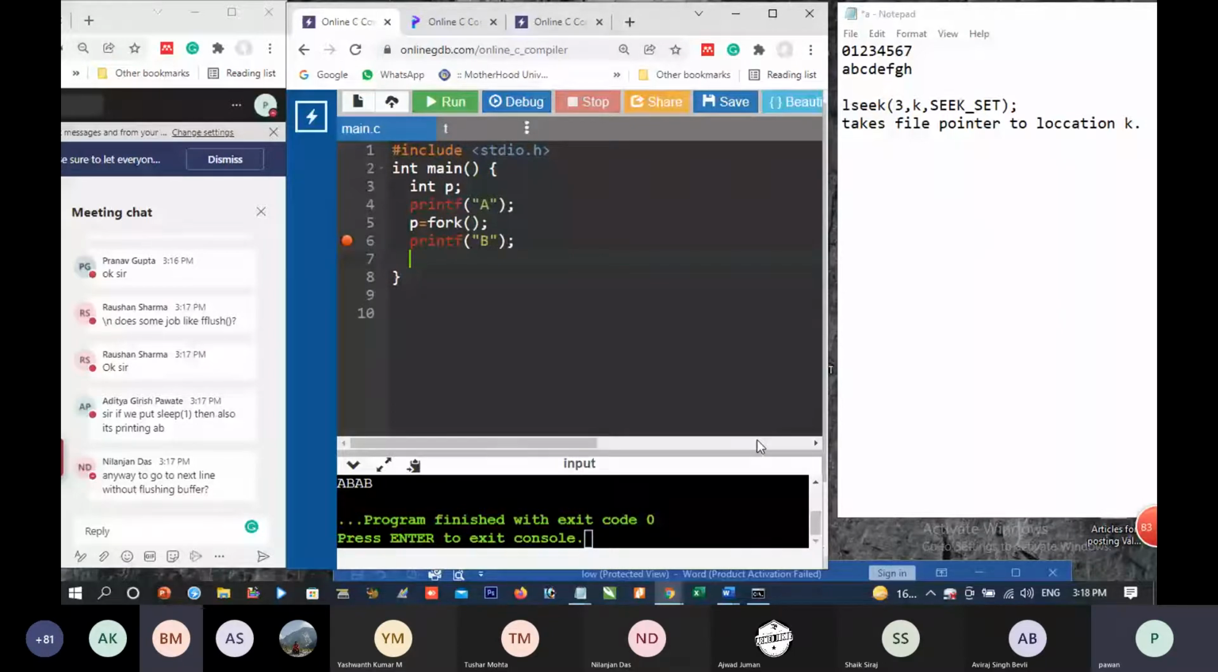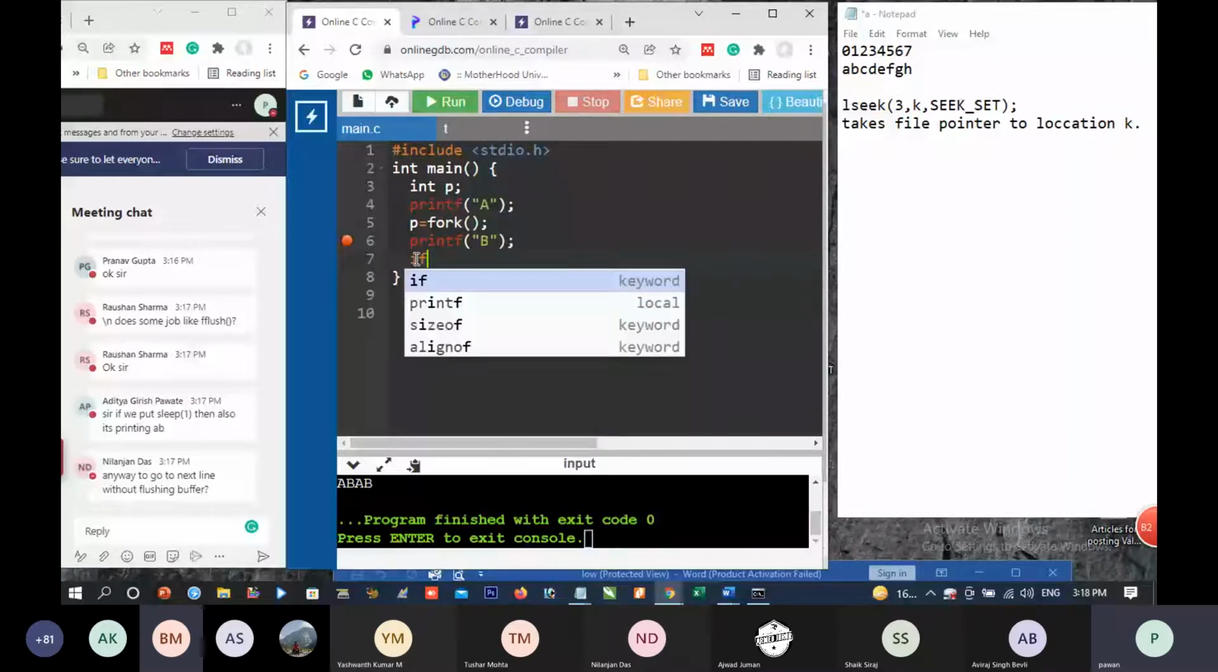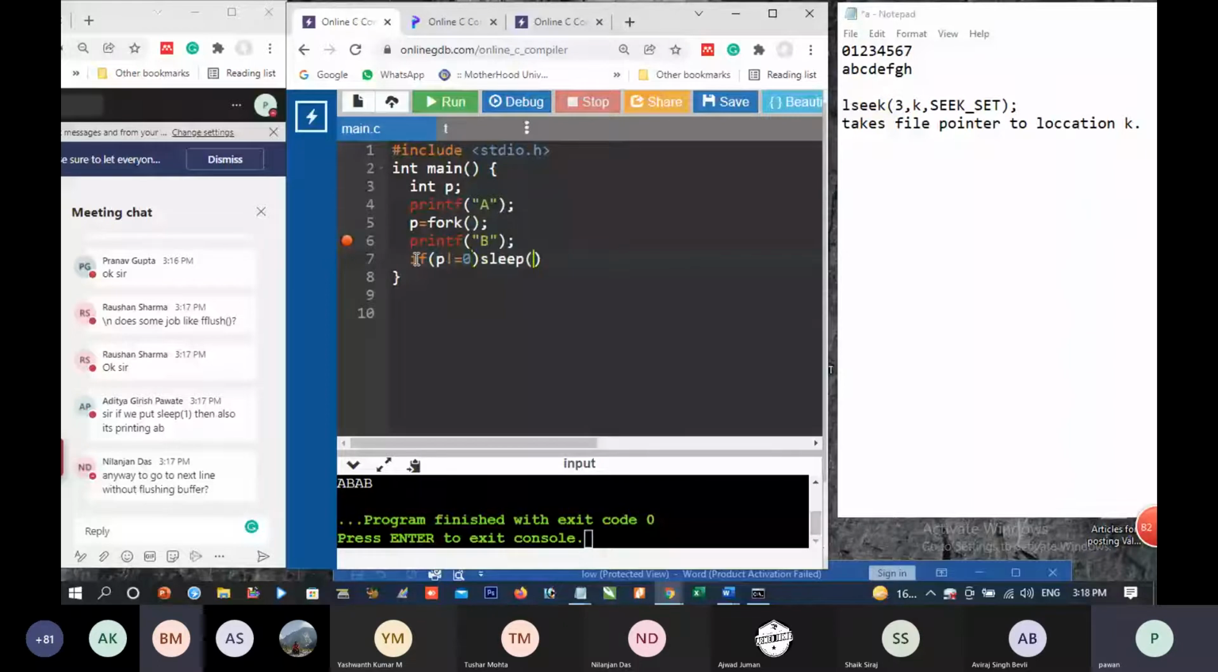Suppose we write here, if p is not equal to 0, then sleep one. Then AB is guaranteed. Reason: main will certainly die at t equal to 1. But when the sleep one is applied to both of them, then AB is printed at time t equal to 1. Both are in the buffers.